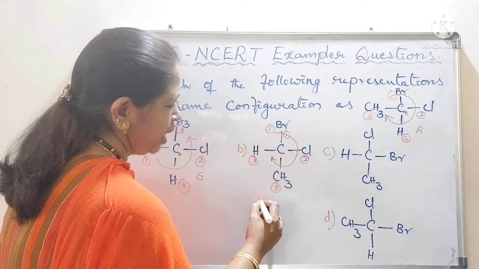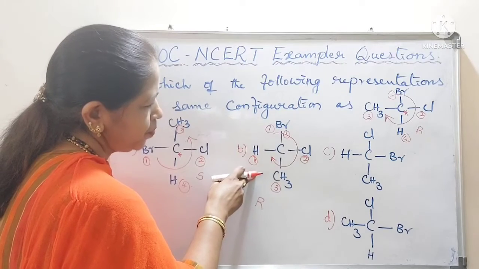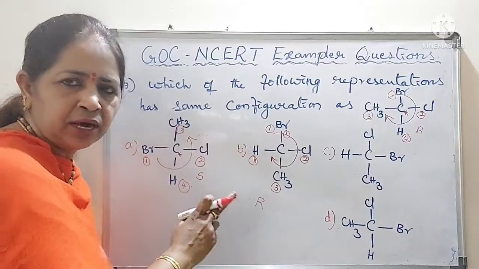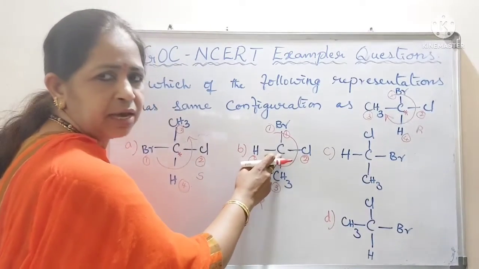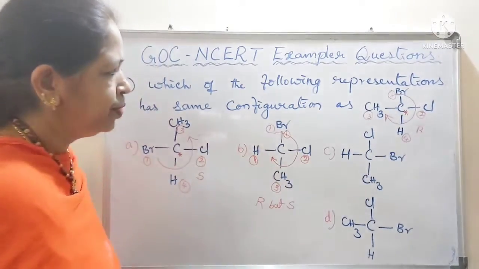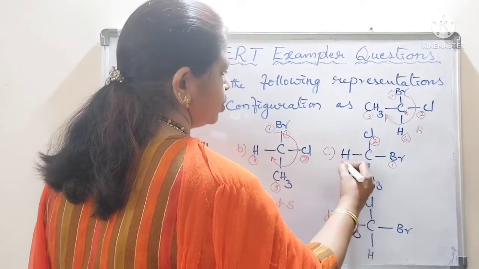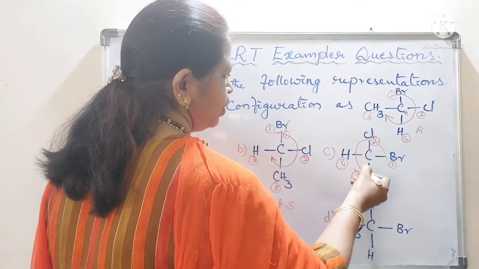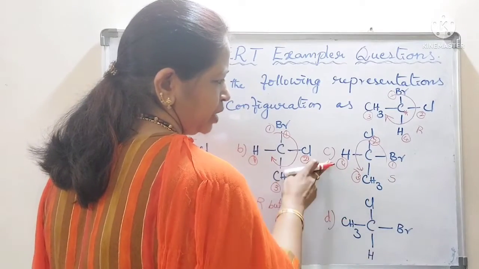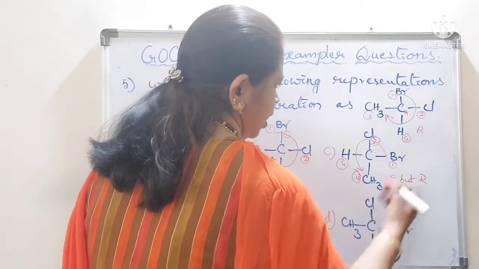So it should be R, but there is one point which we have to remember. In this, the least priority group is lying on the horizontal line. If the least priority group lies on the horizontal line, the configuration around the carbon atom will be reversed. R but S. It is S. Now, the third option, first, second, third, fourth. In this, the arrow mark is moving in anti-clockwise direction. So, it will be given S, but the least priority group is lying on the horizontal line. So, it is S but R.